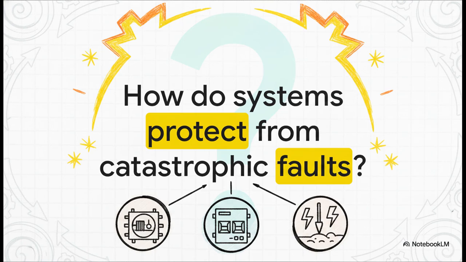So, we've seen exactly how machines correct their own mistakes in this explainer, but I really want to leave you with a thought for next time. Now that our systems can control themselves, how do they protect themselves from catastrophic faults? What actually happens when an unpredictable electrical surge threatens to completely fry these finely tuned digital brains?